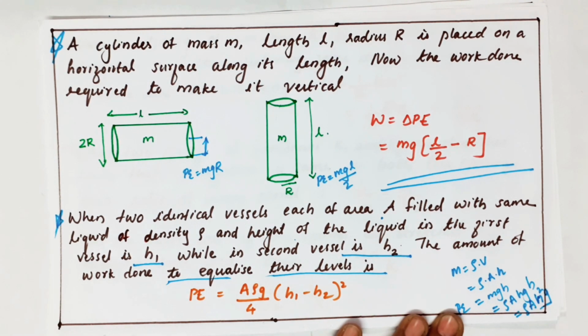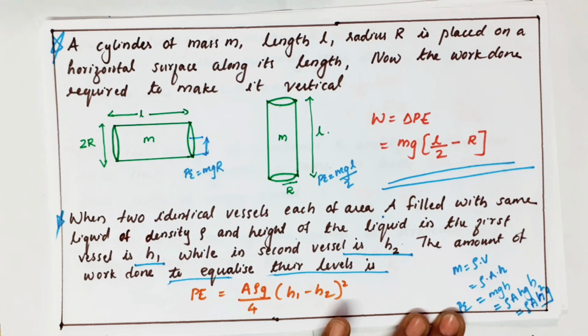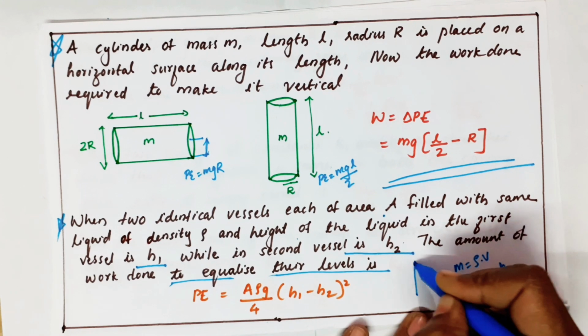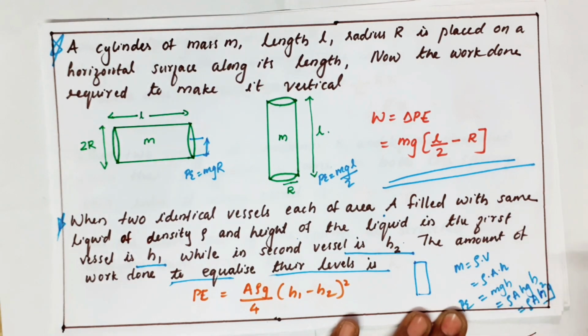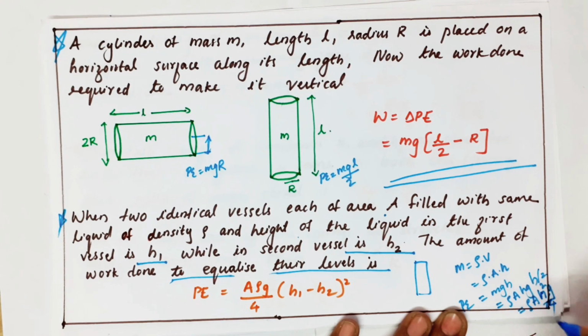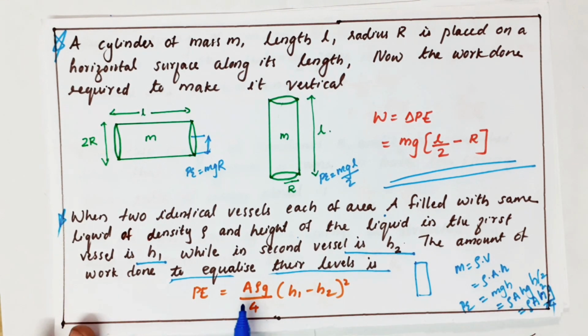Why h by 2? Because we are taking a vessel here, so we are taking the height with respect to the center. So here one h by 2 will come, so h by 2 square will come as h square by 4. That's how we got the formula: a rho g by 4 into h1 minus h2 the whole square.